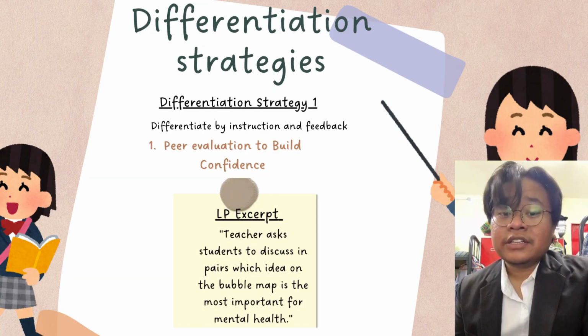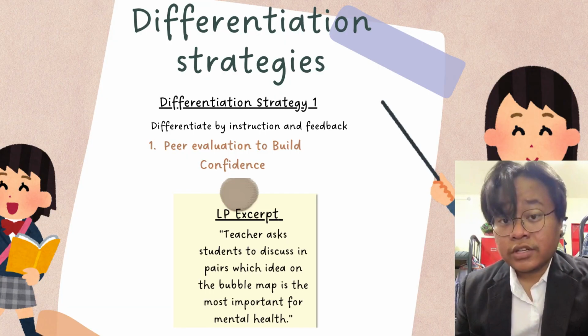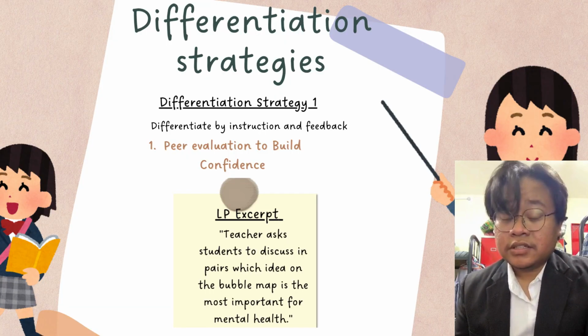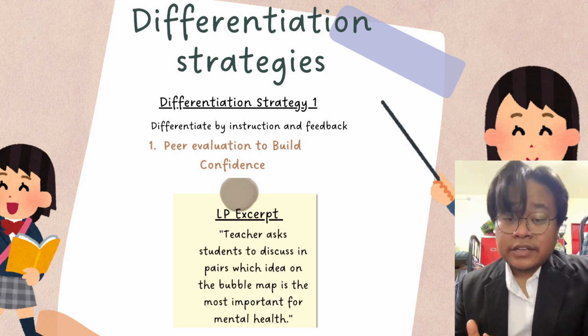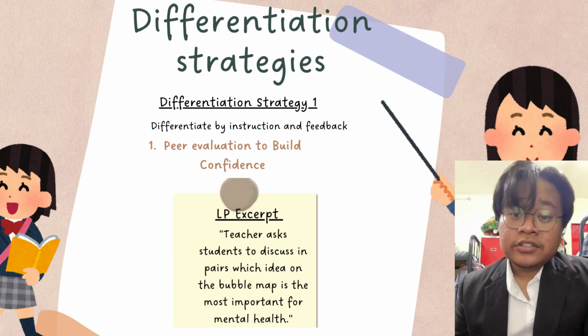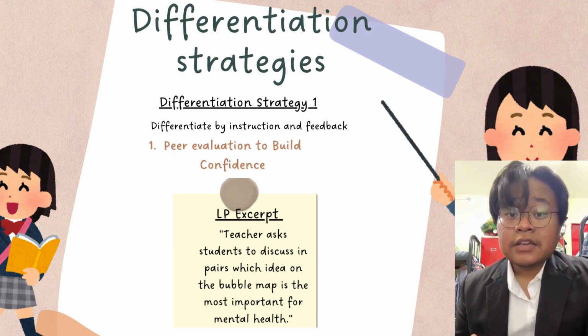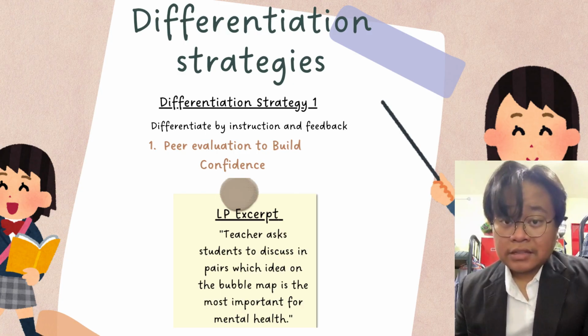So, based on the SOW, the strategy advises to allow pupils to do a peer check before the whole class feedback to encourage confidence and shared responsibility. So this is the example based on the lesson plan. Teacher asks students to discuss in pairs which idea on the bubble map is the most important for mental health.